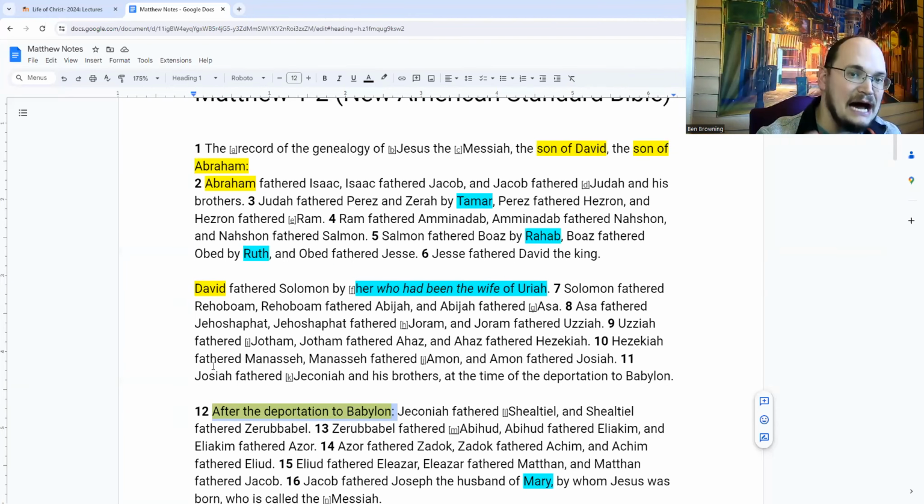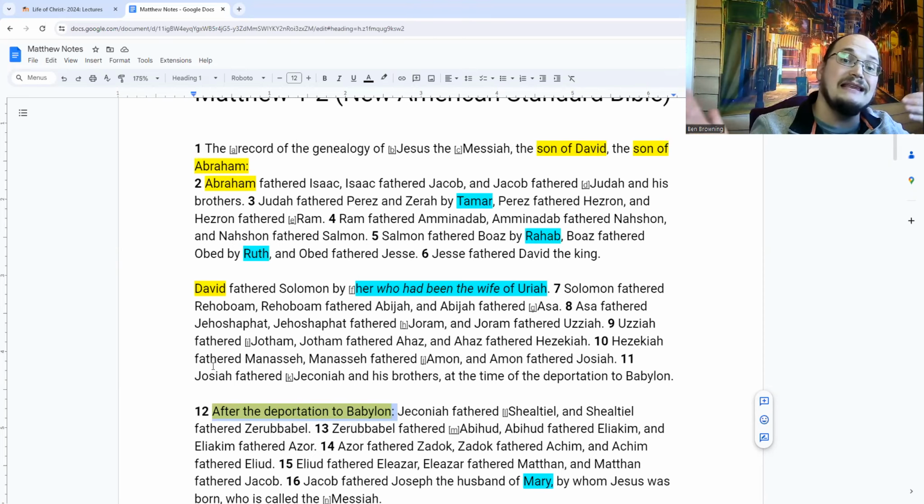So let's look at some highlights in this. There's a lot of things we could focus on in this genealogy, but one thing that comes out the most is the fact that you have 5 women mentioned in the genealogy. So why is that important? Well, it's important particularly because of which women were mentioned.